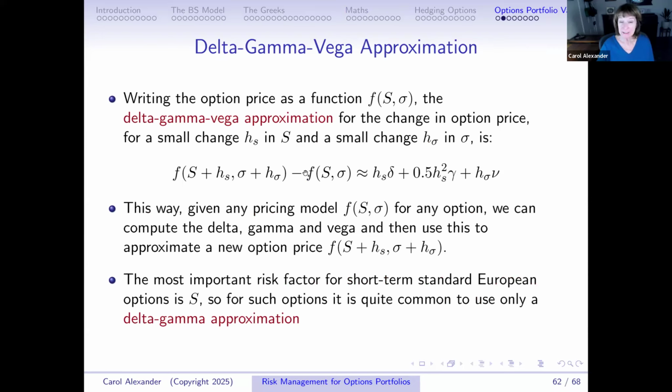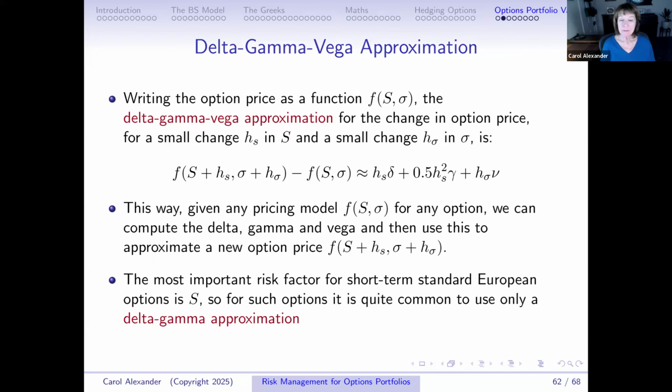And x minus x0 is just hS, or h sigma. So you can think of the S plus hS as being the x and S as being x0. And so x minus x0 is hS, likewise for h sigma. And then you've got x minus x0 times the first derivative, that's the delta, and a half x minus x0 squared, so that's the hS squared, times the second derivative, which is the gamma, plus h sigma now, because it's the second variable, times the first derivative with respect to volatility, which is the vega.